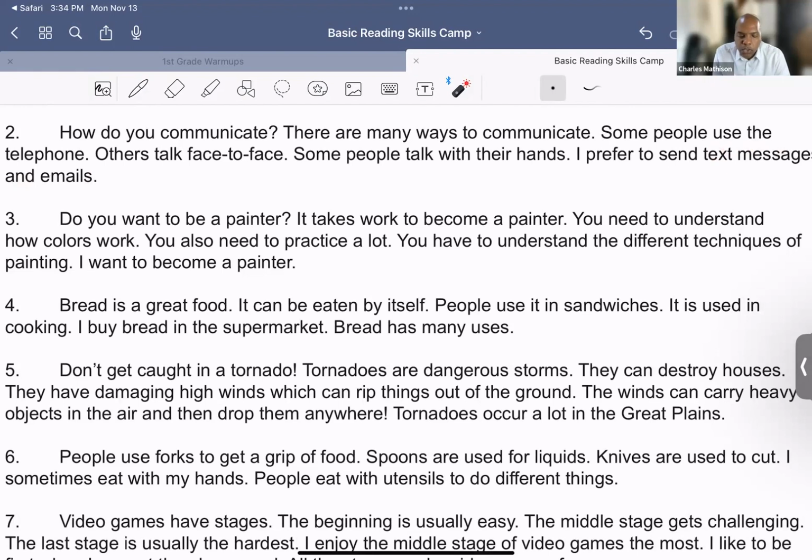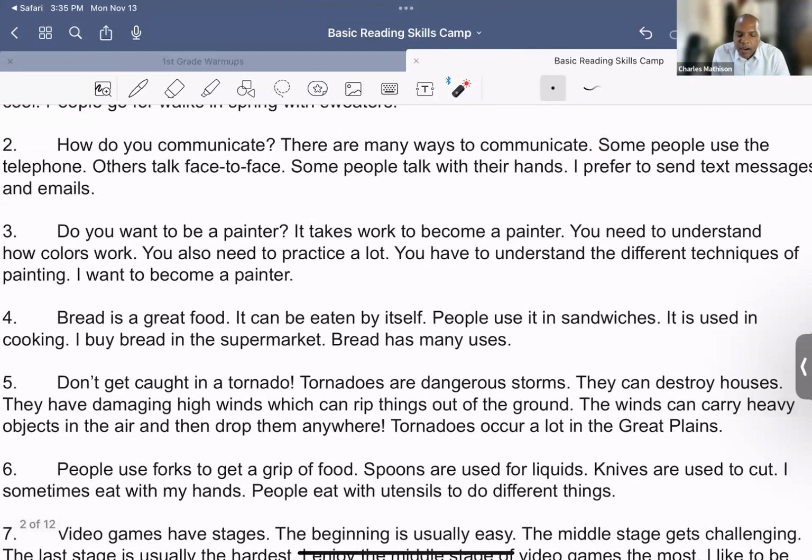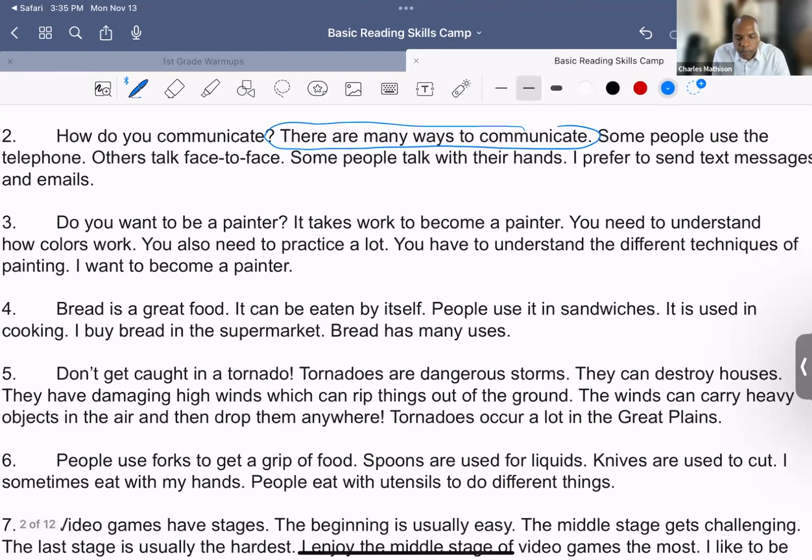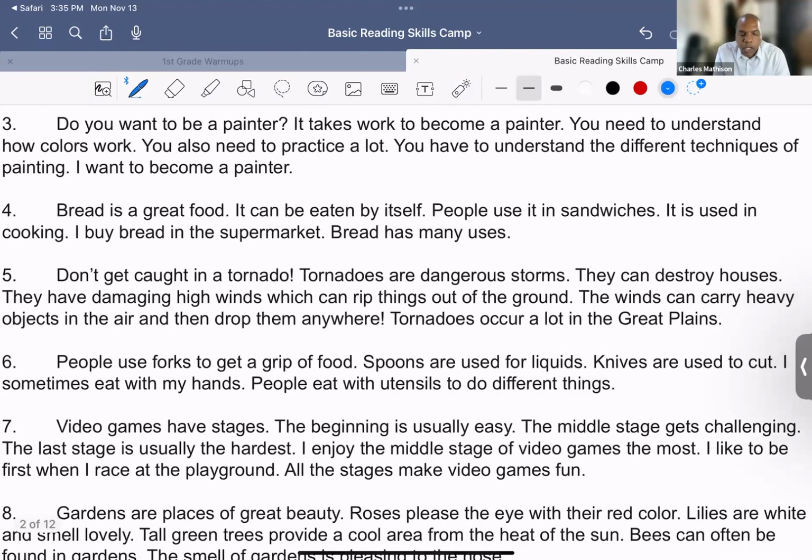Some people use the telephone. Some people talk face to face. Some talk with their hands. So these are ways of communicating or making ourselves understood. So the main idea is there are many ways to communicate. Let's look at number 3.